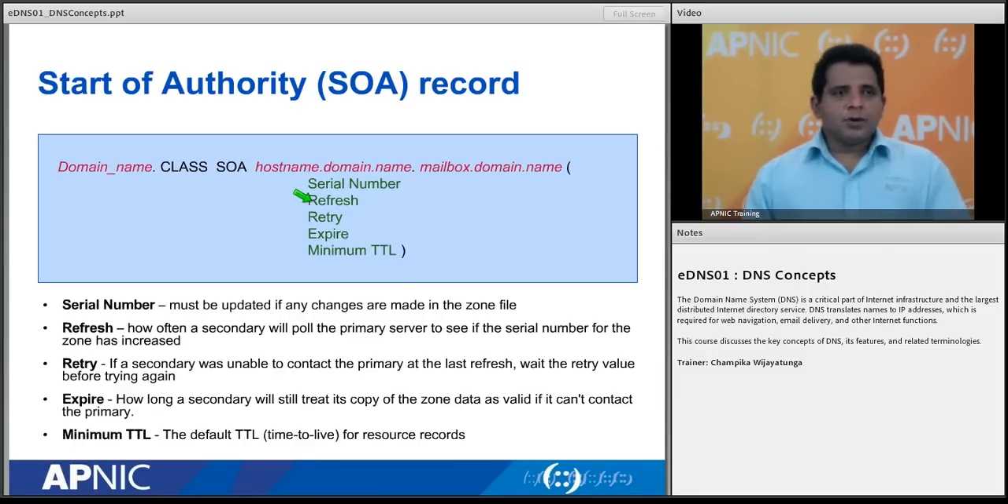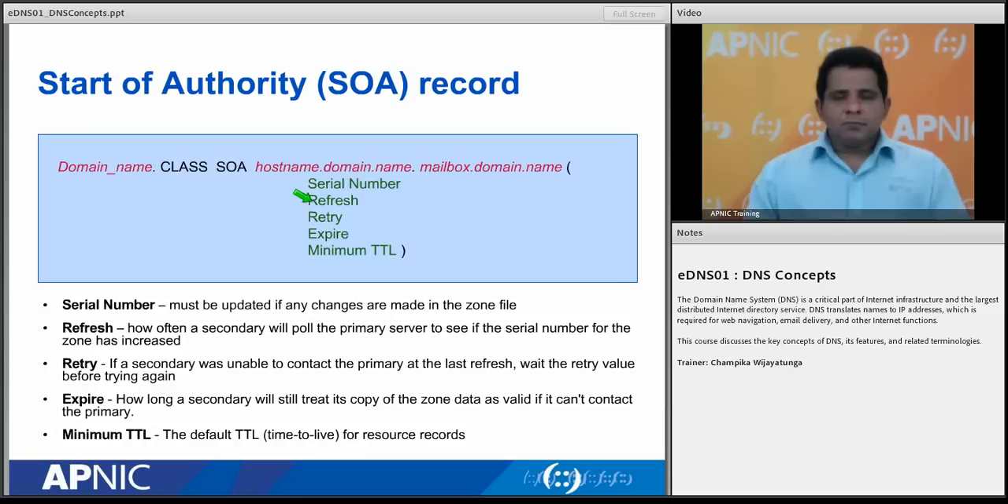You have your zone, and then you have a class. This is the type, right? SOA is the type, and then your name server, it's a name, and then your mailbox email, and then these values are for your secondary name servers. Remember earlier we discussed authoritative name servers, primaries and secondaries. So these values are for that purpose.